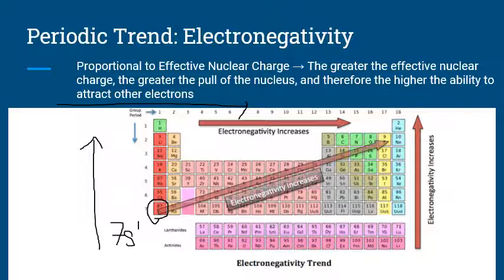On the other hand, fluorine is our most electronegative atom over here at the far right and top side of the periodic table, and it's got 7 electrons in its valence shell. So it really wants to add another electron to be full. It also has its electrons in the 2nd energy level, which are very close to the nucleus. And therefore we know based on our effective nuclear charge trend that the nucleus has a very strong pull on those electrons, and therefore it has a higher ability to attract other electrons to it.